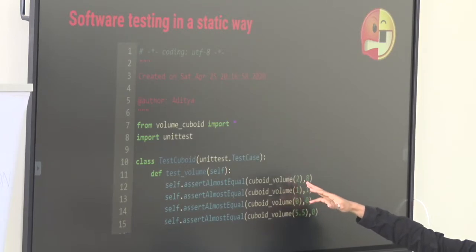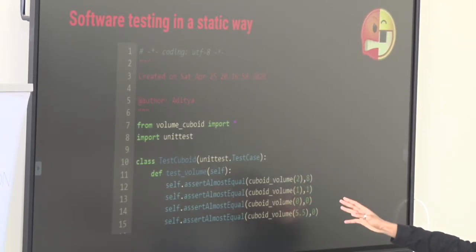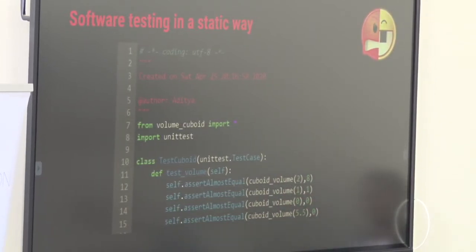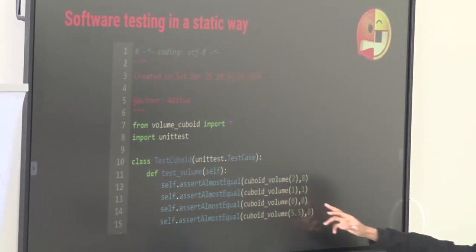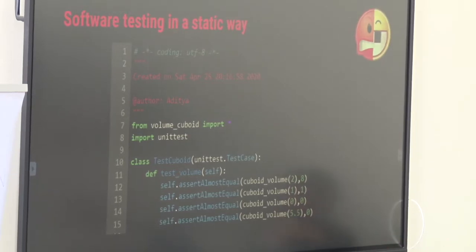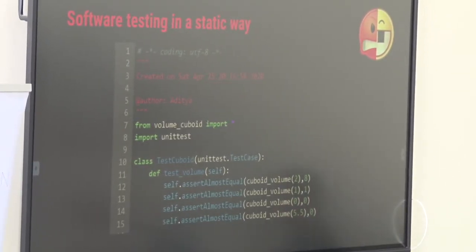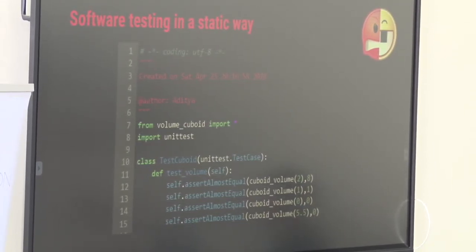So if it is a function that takes two values as parameters, we're going to supply them as 2 and 8 in our self.assertAlmostEqual, and test this particular function. In this case, assert almost equal is going to check if these two values are almost equal. So we are testing statically, or providing the input values ourselves. That's static testing.